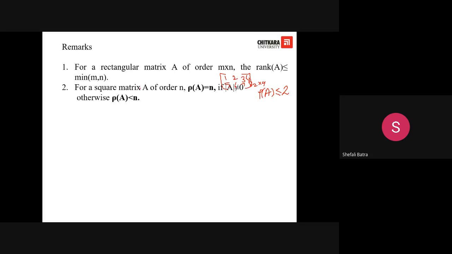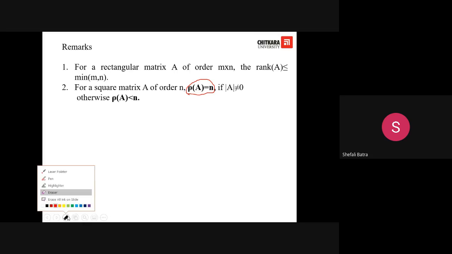Next, for a square matrix A of order n, the rank of the matrix is equal to n if the determinant of that matrix is non-zero. A matrix with non-zero determinant is known as, who will tell me? A matrix with non-zero determinant is known as a non-singular matrix. Yes, it is a non-singular matrix.